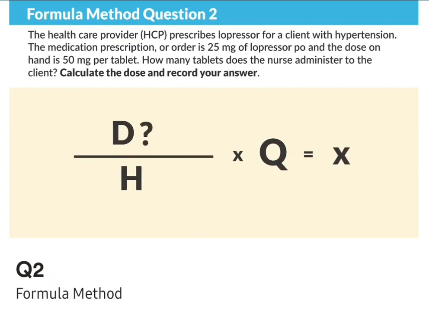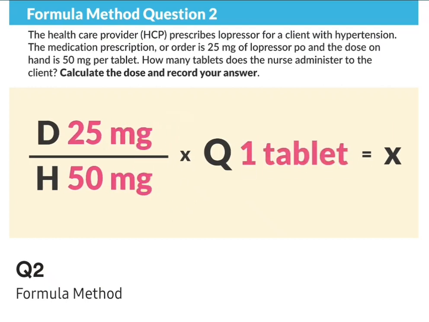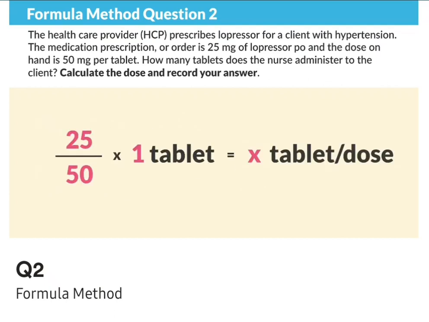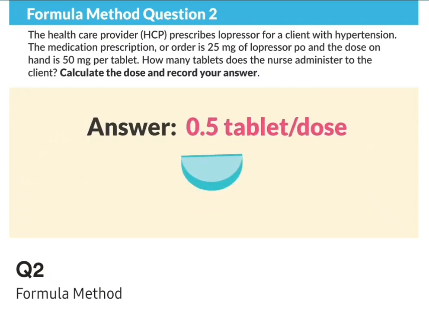So once again, what is the desired prescribed dose here, or basically the doctor's order? So D is 25. What do you have on hand? Well, we have 50 milligrams per tablet, and the D and the H match because they're both milligrams. So let's move on. Now, what is the quantity? So the Q is 1 tablet. So we have 25 over 50 times 1, and that is 0.5. So we basically give 0.5 tablets per dose.